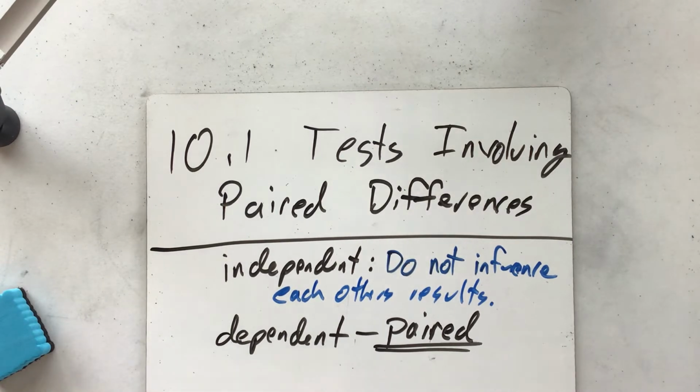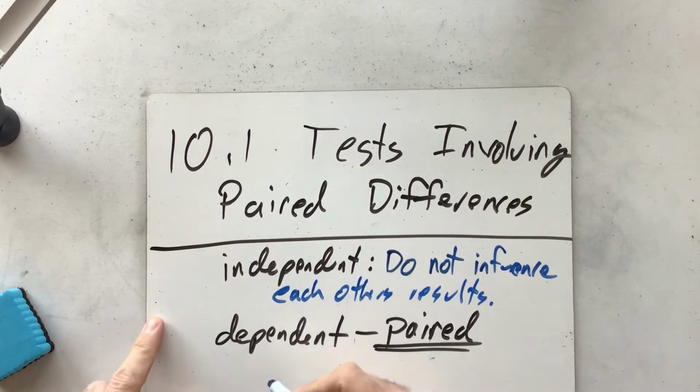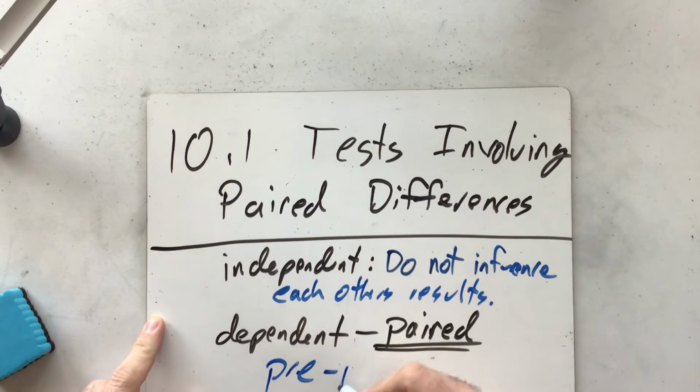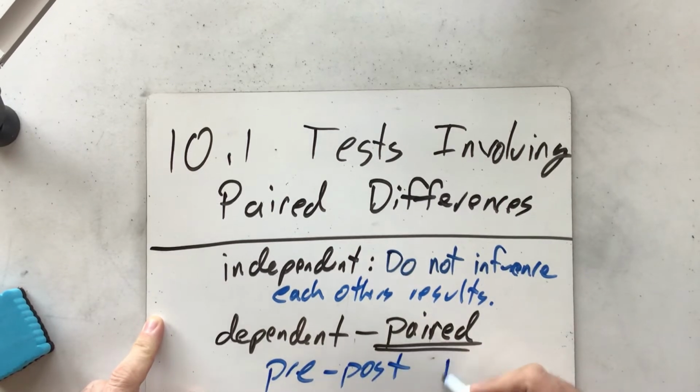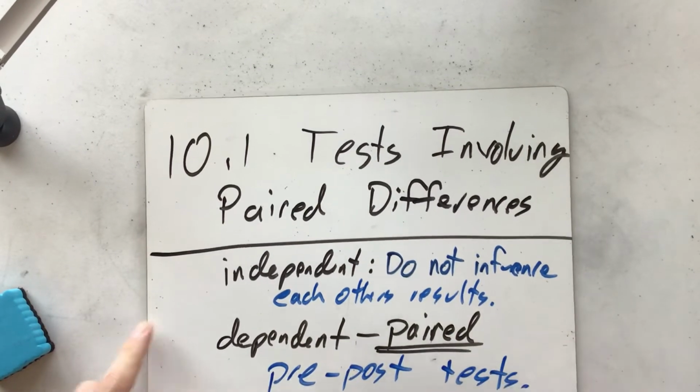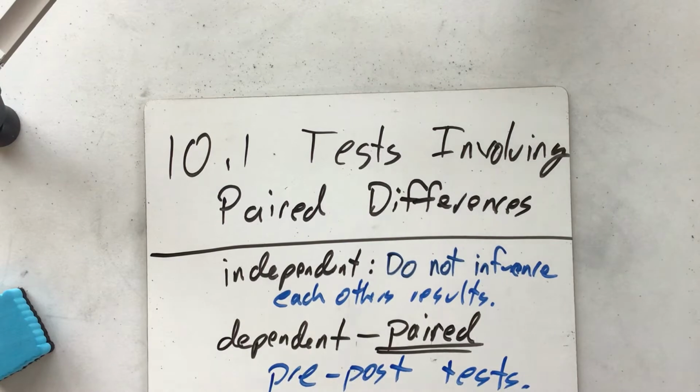Similarly, if you're doing a medical study, you might study a patient before and after you give them the medication. And then you'd have a pre and a post, and you would see how much changed. So dependent, paired. So think for example, pre-post tests. So pre-post tests are a great example of this. And this is going to be the example that we're going to do today.